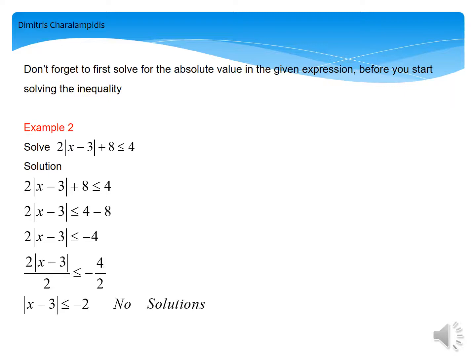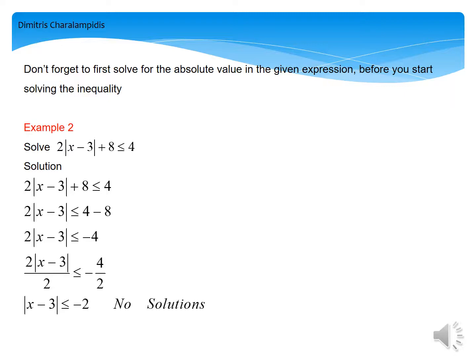Don't forget to first solve for the absolute value in the given expression before you start solving the inequality itself. For example, given the inequality 2 times the absolute value of x minus 3 plus 8 smaller or equal than 4, we must first solve it for this absolute value. We must first solve it for the absolute value of x minus 3 and then start solving the inequality.